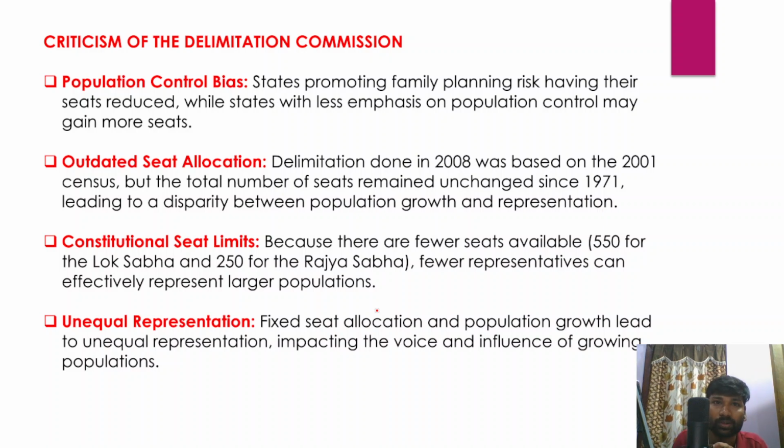So it is also important for us to understand the criticism that it has been facing. So what sort of criticism has it been facing? For example, the Delimitation Commission has a population control bias, right? So what does this population control bias actually mean? Now, we have already discussed that it is very important that states should take steps for family planning, to control population.